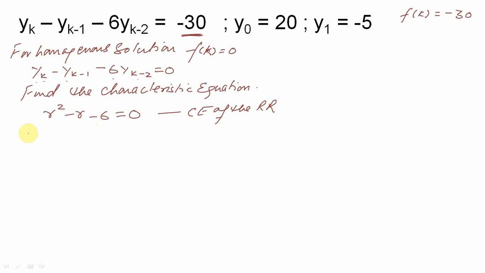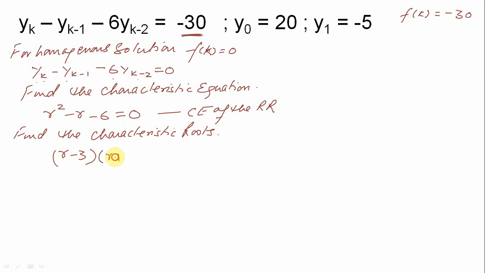Now I have to solve the characteristic equation to find the characteristic roots. By solving this particular equation, I get r minus 3 times r plus 2 is equal to 0. This is the solution of this particular equation. So that means I have two roots over here, r is equal to 3 and r is equal to minus 2. So these are real and distinct roots, right?